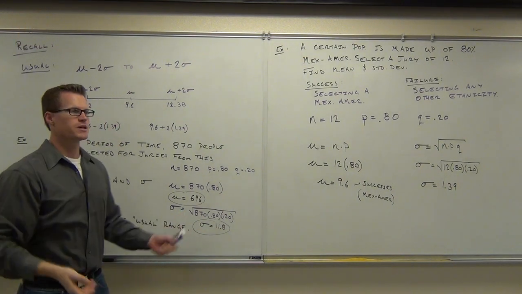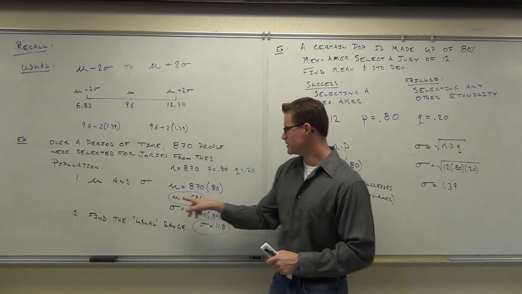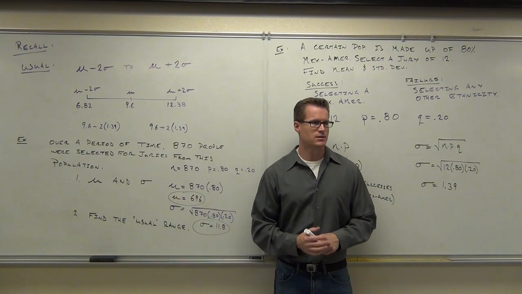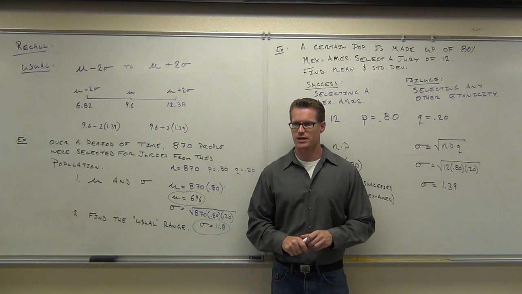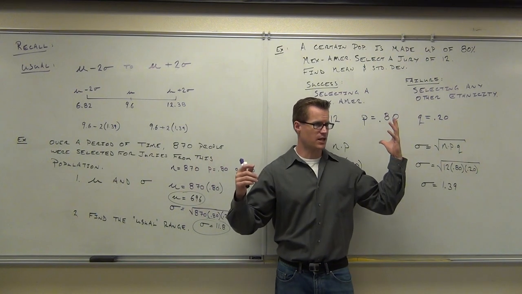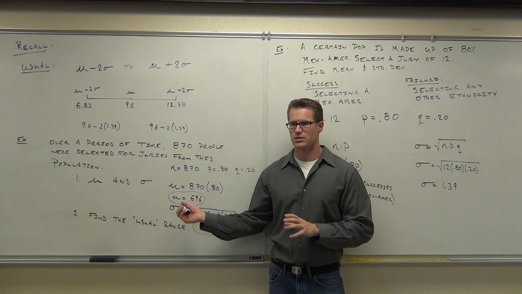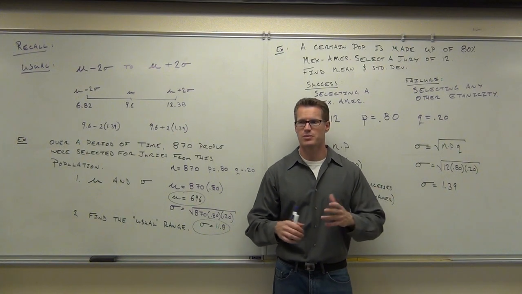Okay, what do these numbers mean? What's this number mean? I know it's the mean, but what's it mean? Okay, so in this situation, if we selected 870 people for juries, we would expect, because our success is the same, we didn't change our success, we would expect to have 696 successes, or in this case, somewhere really close to 696 Mexican Americans that were picked in this jury.